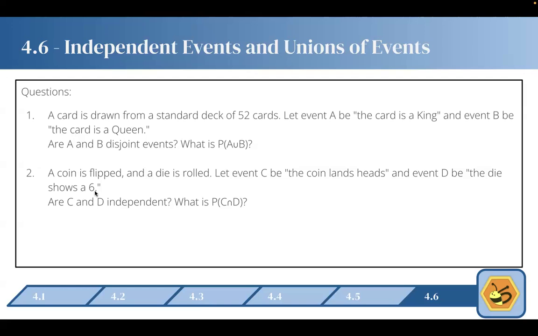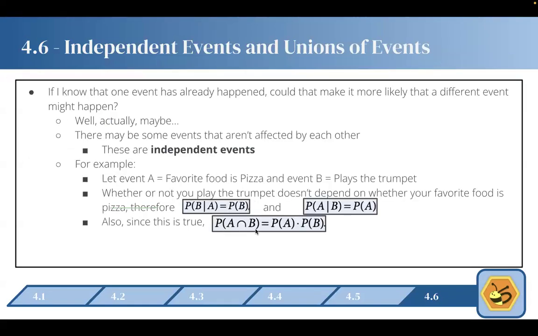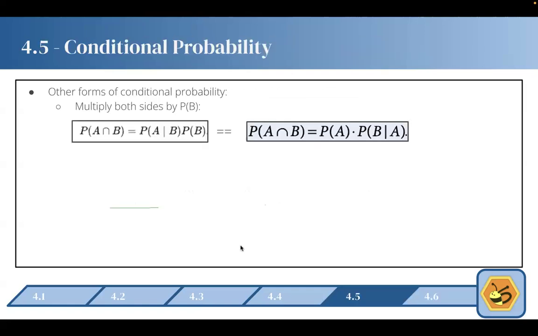Okay, let's take a look. Remember, the way we find out if something's independent is we look for this: P of A and B equals P of A times P of B. If we multiply P of A times P of B and we get what happens when they intersect, then that means that they're independent.